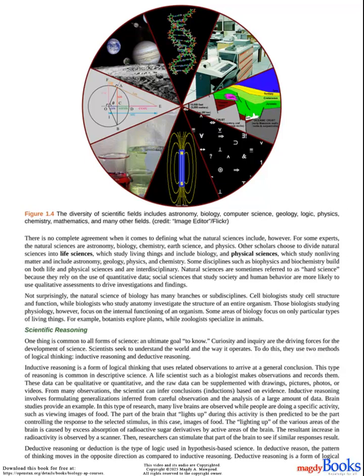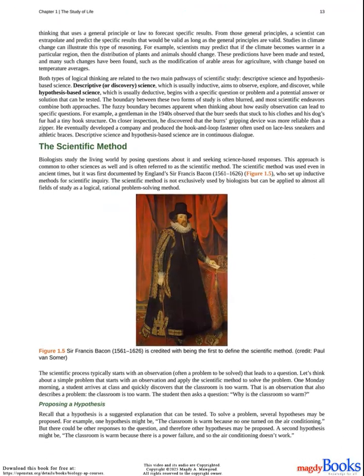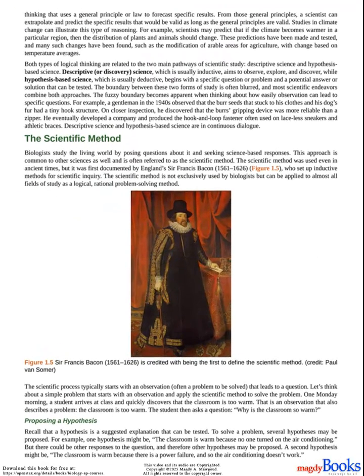Deductive reasoning or deduction is the type of logic used in hypothesis-based science. In deductive reasoning, the pattern of thinking moves in the opposite direction as compared to inductive reasoning. Deductive reasoning is a form of logical thinking that uses a general principle or law to forecast specific results. From those general principles, a scientist can extrapolate and predict the specific results that would be valid as long as the general principles are valid.